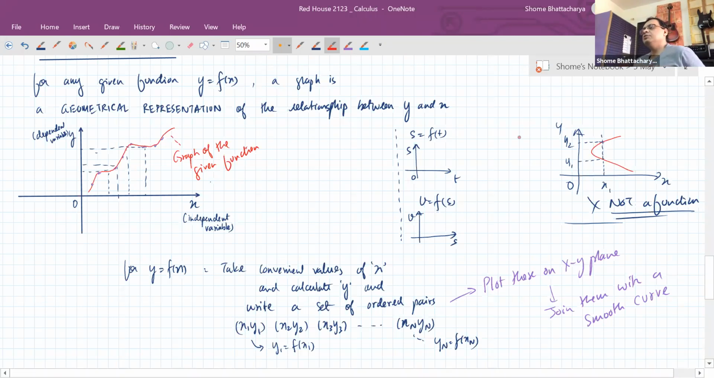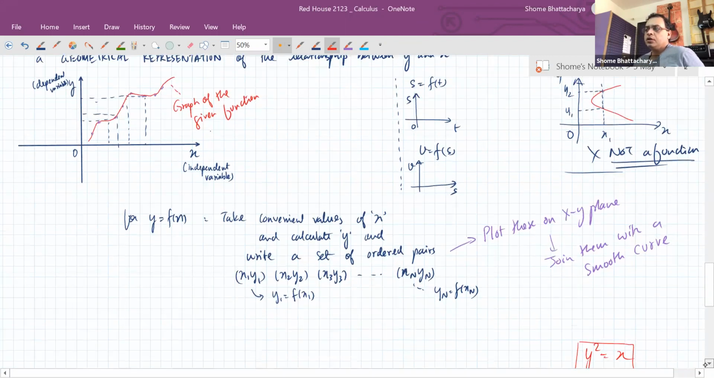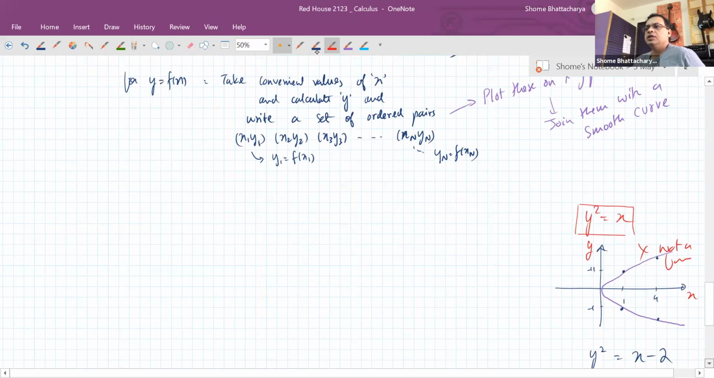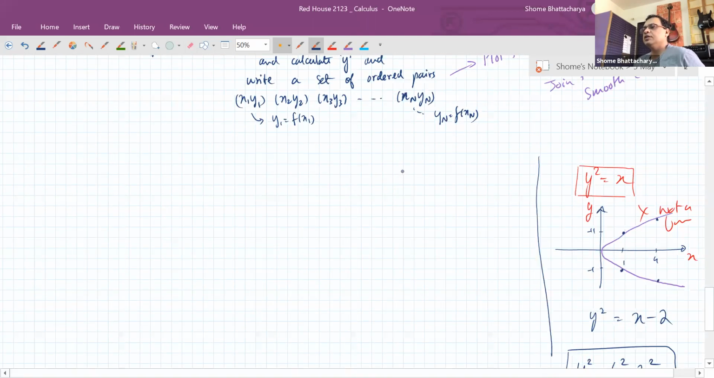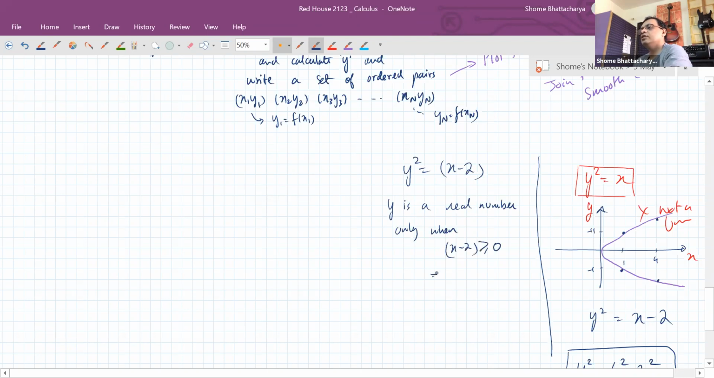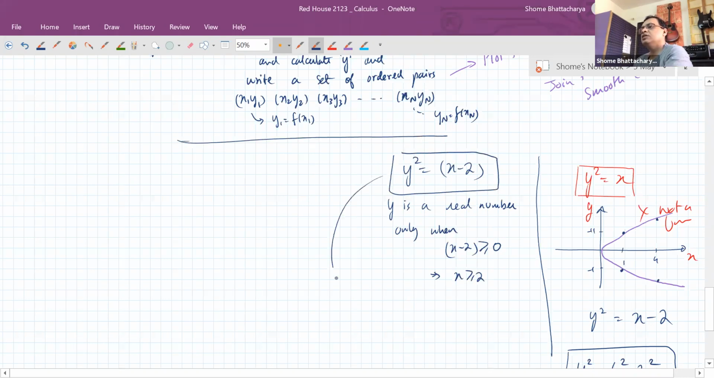Sir, doubt. For example, in the case of y square is equal to x minus 2, if we take the value of x as negative, then the value of y will not be defined, so how will the graph be plotted? Yes, that's true. In that case, x has to be positive. So if we have this relation y square is equal to x minus 2, y is a real number only when x minus 2 is greater than or equal to 0. That means x should be greater than or equal to 2. So first of all, this is not a function.